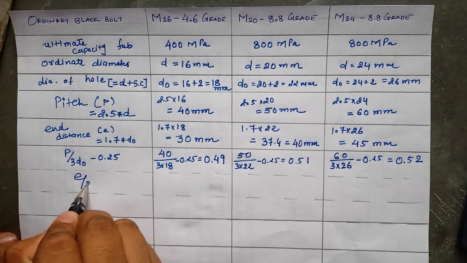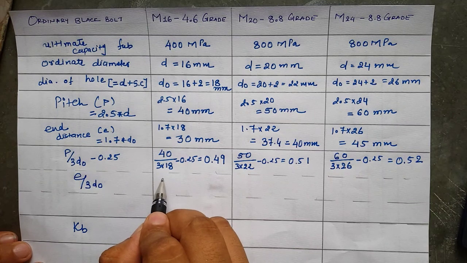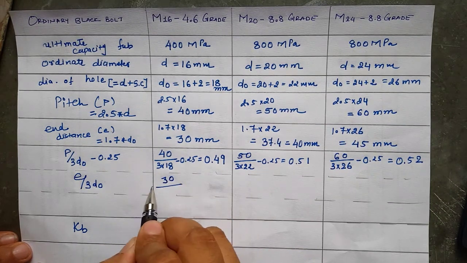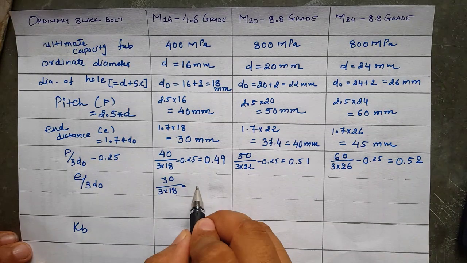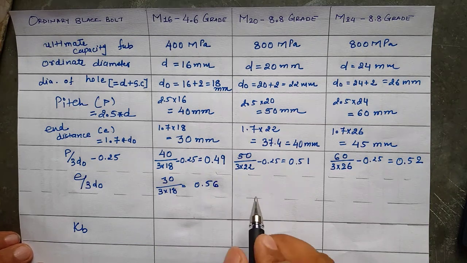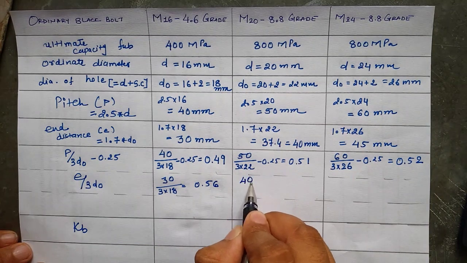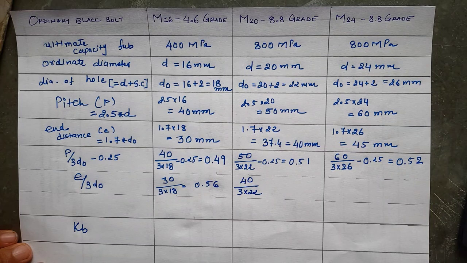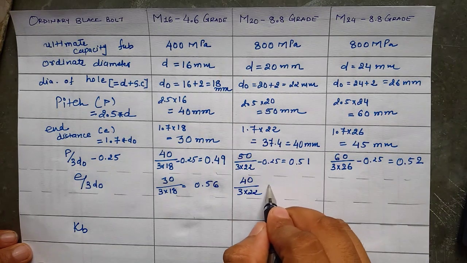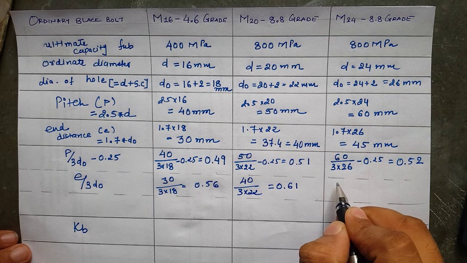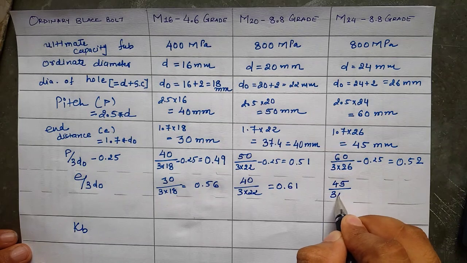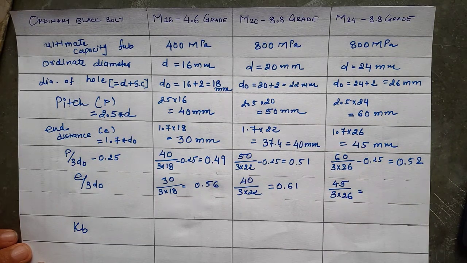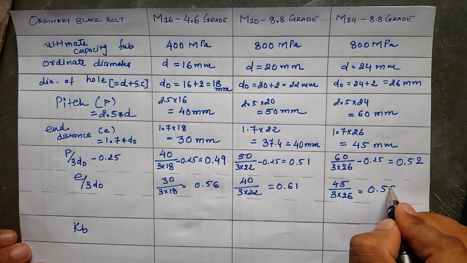Now the next one is E by 3D0. So E 30 mm divided by 3D0, it is 0.55 or 0.56. Next one is 40 by 3D0, which is almost 0.61. And for M24 bolt, it is 45 divided by 3D0, which is equal to 0.58.